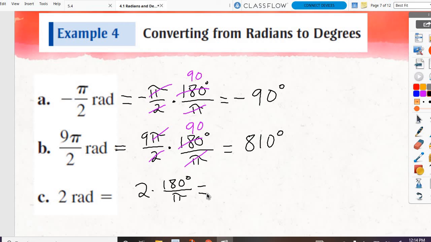Now, in my last one, do we have anything that reduces? No. My pi's don't reduce. I don't have anything in the bottom of my fraction. So we would just do 2 times 180 gives us 360 degrees. And this time, because we're in degrees, we would want to get a decimal approximation. So you would plug this one into your calculator and do 360 divided by pi. And what do we get?